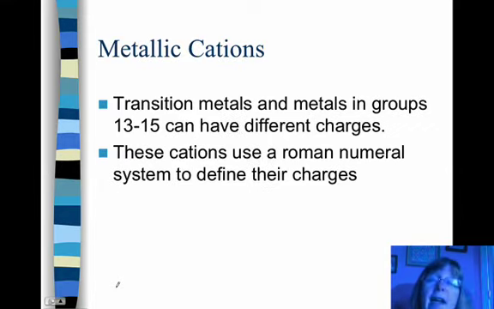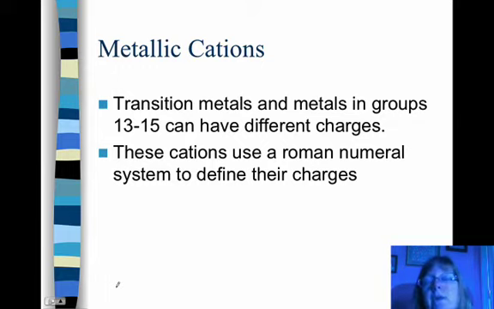All right, so cations come from metallic elements. Remember, metals like to form cations. They like to lose electrons because then they can have an electron configuration similar to, or the same as, those of a noble gas. So, transition metals and some metals that are in groups 13 through 15 can have more than just one charge. They can have different charges. And so our job is to be able to calculate and identify the charge on these metals.